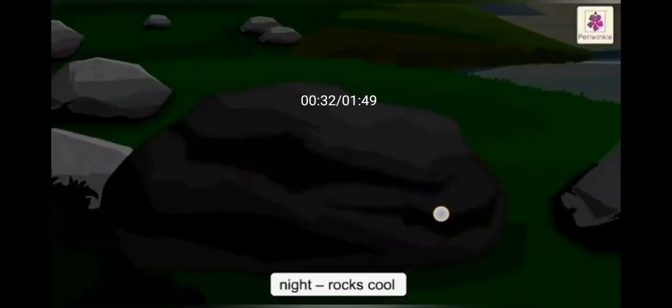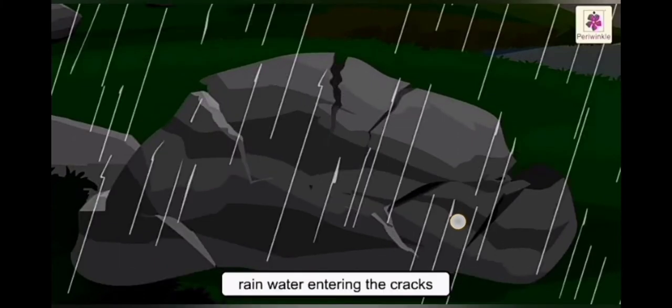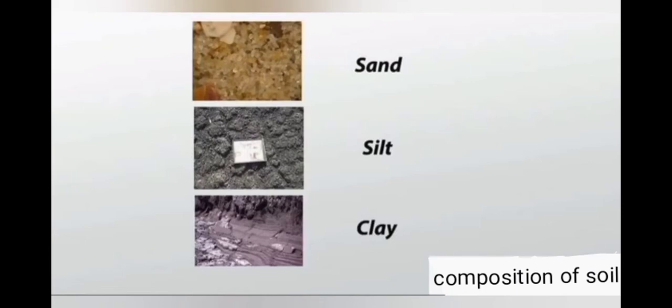So what happens in the night times? It is cool, right? So the rocks get cracks when the rocks are cool. When it rains, the rocks break into pieces. It gets cracks in it and it breaks into pieces. And then soil is formed.